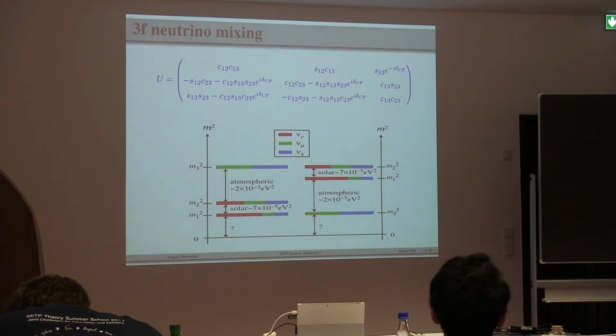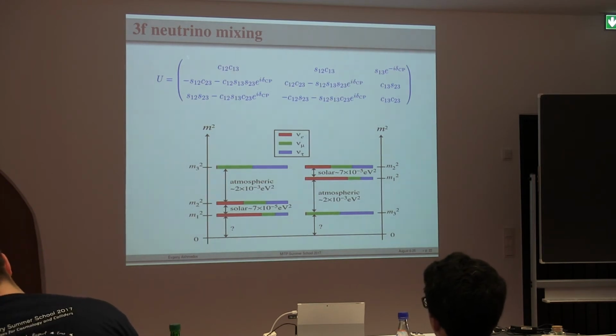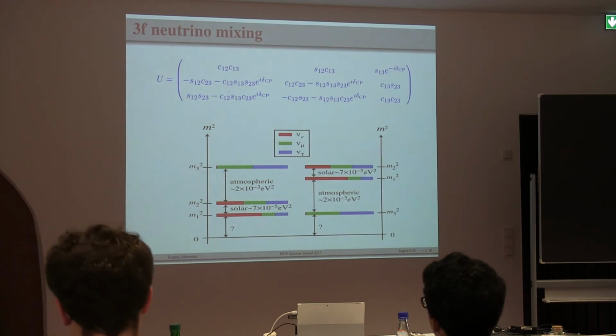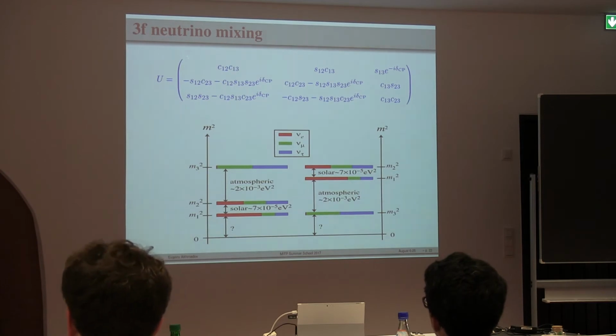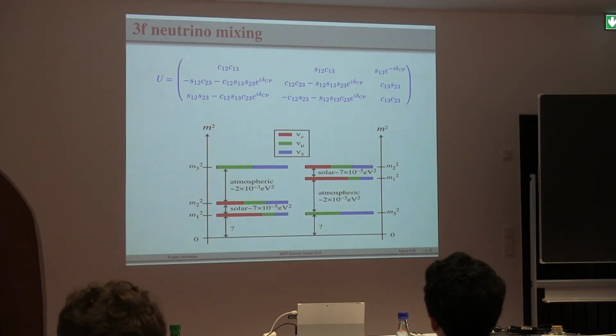The term hierarchy is not a very correct one because we don't really know how far this is from zero. If it is very close to zero, then it's indeed a hierarchy. If it is far from zero, then all the mass states are nearly degenerate and only the ordering has some hierarchy. Okay, question.